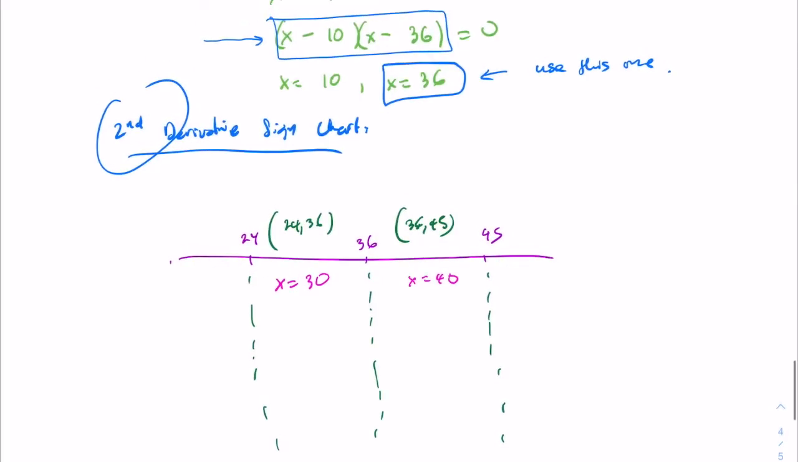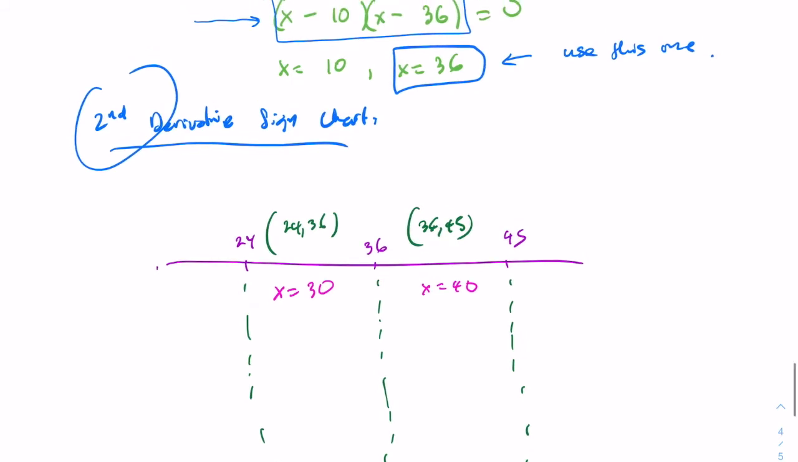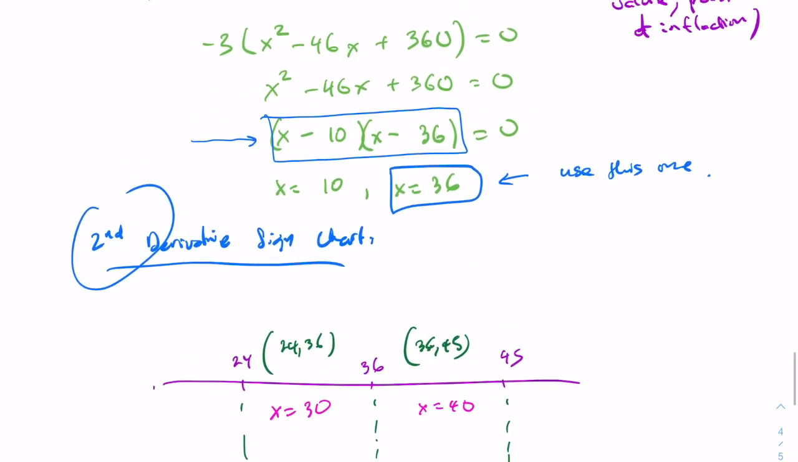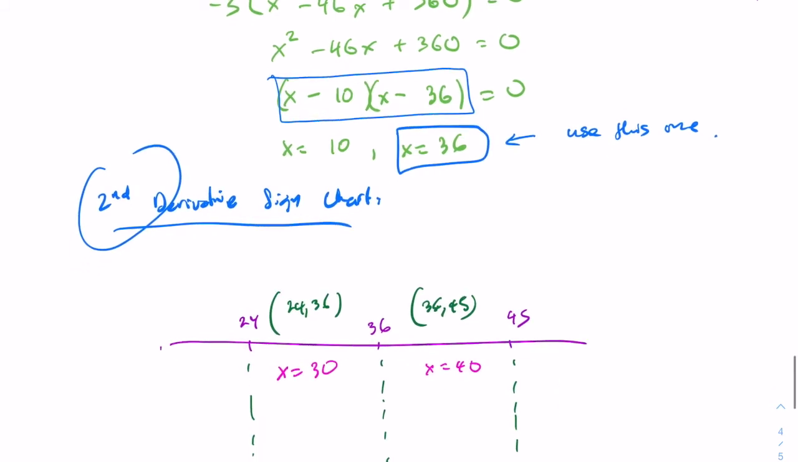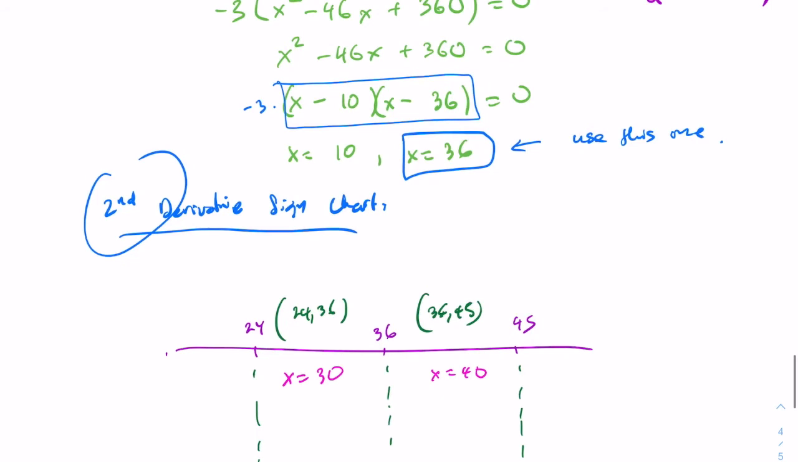All right, so once we pick the test value, we want to plug the test value into the second derivative function to see what the sign would be. So if I pick x equal 30 here, I want to plug that into the second derivative. We can plug into the factor form, and the problem with that is the factor form doesn't have the coefficient. The coefficient is negative. So what we want is to use that factor form along with the negative 3, because that's going to change the sign itself.